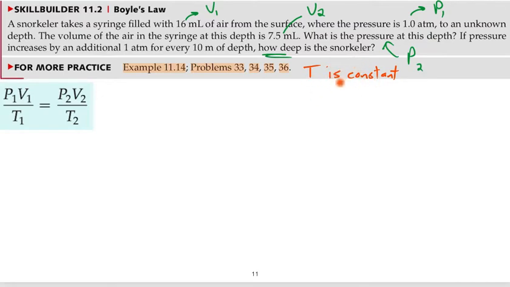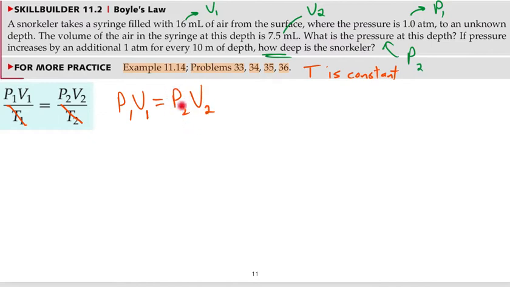Well, if the temperature is constant, that means T1 and T2 are the same. Long story short, you can cancel that out in the expression, and you're left with what we know is Boyle's law. Now I've identified the volumes and the pressure up top here. So let's just go ahead and rearrange this. All right, we want P2.